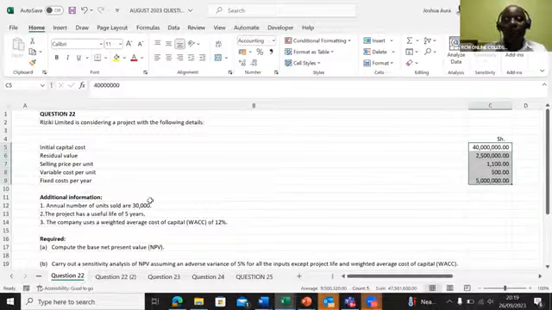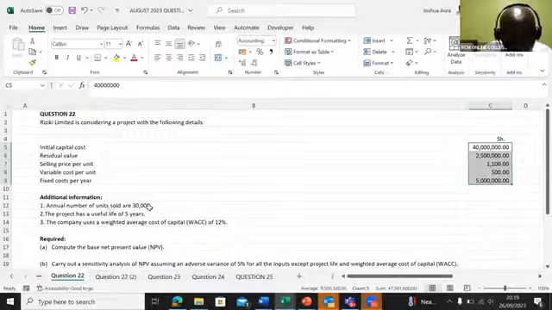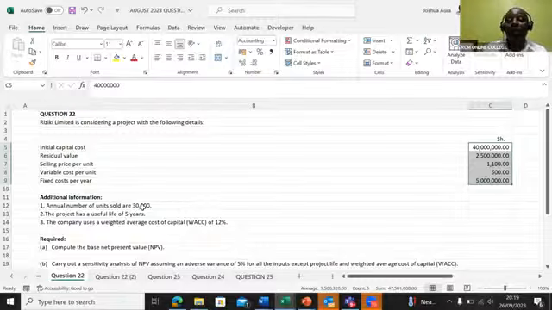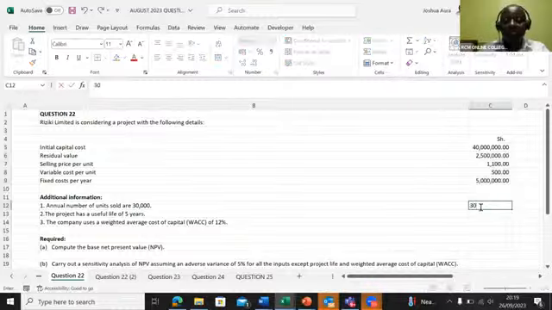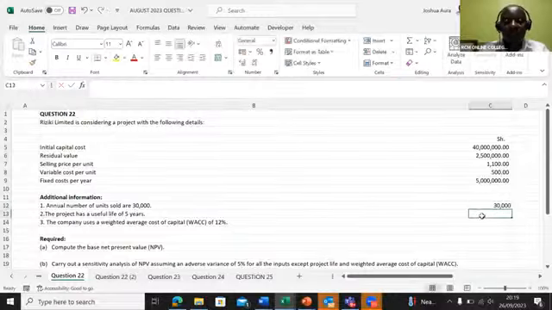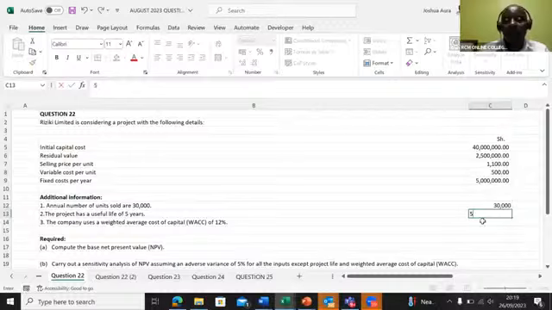Additional information, annual number of units sold are 30,000. If I'm the one doing this, I can't pick this 30,000 from here the way it is. So I will come right away to where we have this and transfer 30,000, put it there. The project has a useful life of 5 years, so put this 5 as well there, so that I can use it. And then the company has a WACC of 12.